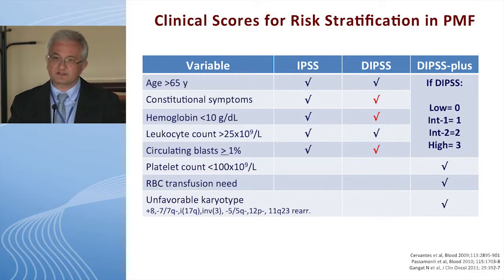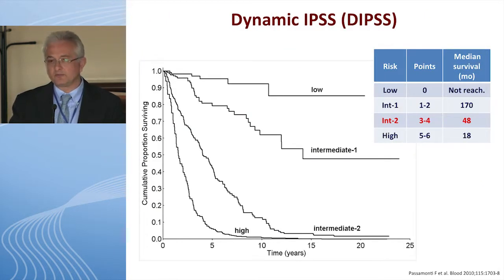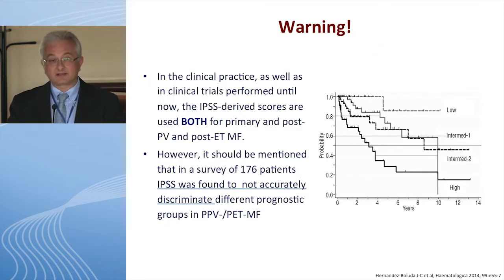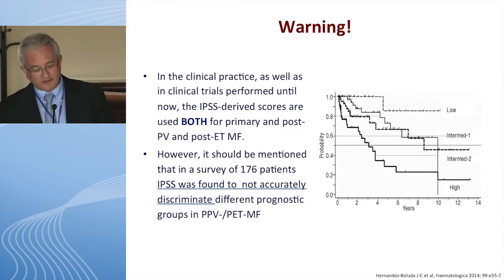There was a slight increase of blasts. At this point, if we used the same criteria as for primary myelofibrosis and the dynamic score, at this time point this patient would be intermediate 2, with an expected projected survival of 48 months. But all that I have said is not completely true, because I have used for this patient the scores that have been validated for patients with primary myelofibrosis.